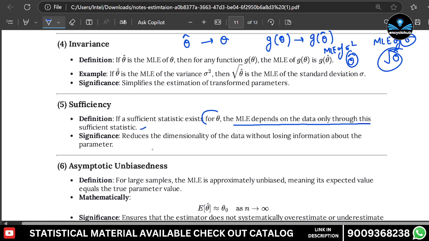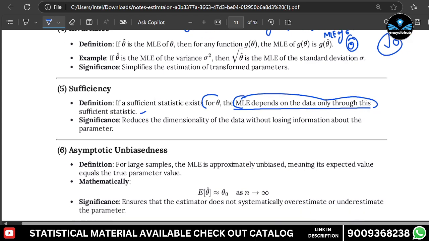It reduces the dimensionality of the data without losing information about the parameter. So sufficiency says that if you have a lot of information about the parameters, it is called a sufficient estimator. So actually MLE depends on the data only through its sufficient statistic. It is called sufficiency.